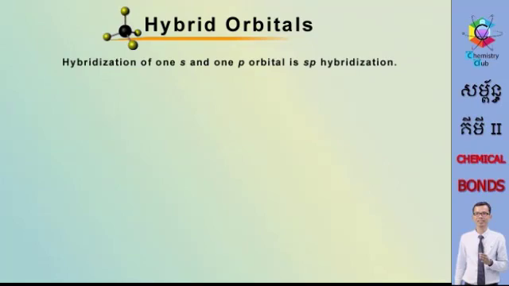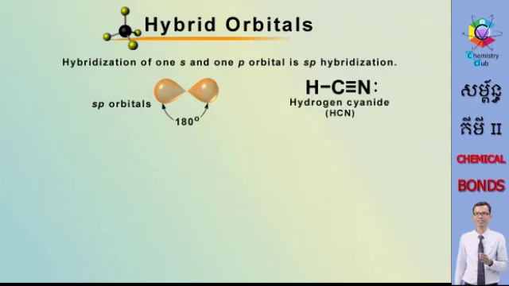Hybridization of just one s and one p orbital can also occur. Following the naming pattern, this is called sp hybridization. This form of hybridization leads to 2 hybrid orbitals 180 degrees apart from each other, resulting in a linear molecule. Hydrogen cyanide is a molecule in which the carbon atom undergoes sp hybridization. The carbon atom forms a triple bond to a nitrogen atom and a single bond with a hydrogen atom.